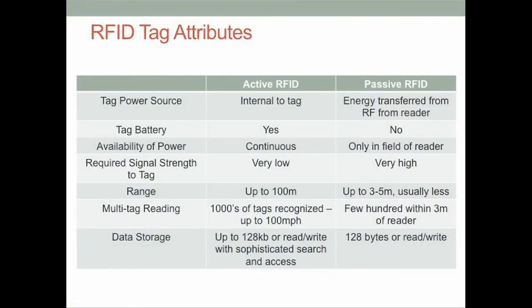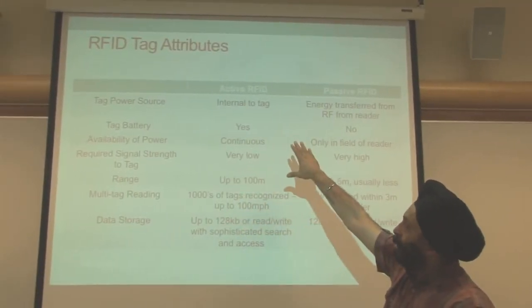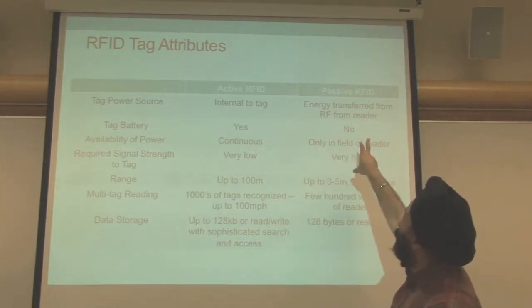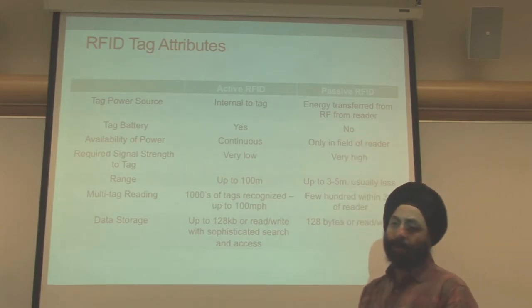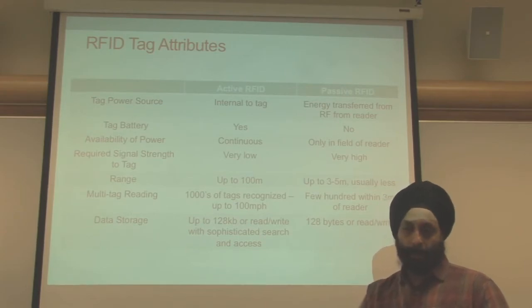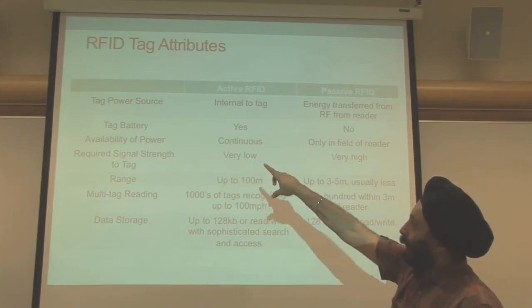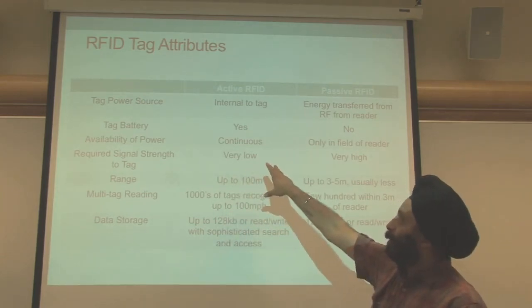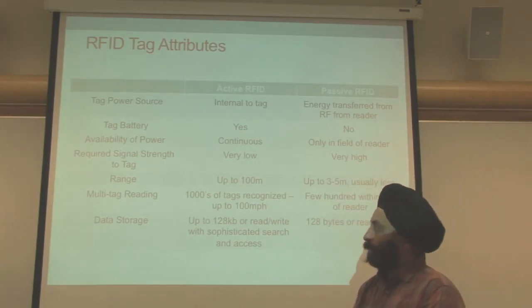So various RFID tag attributes. You can see active versus passive RFIDs that I have indicated. In this case, the tag power source is internal to the tag. The active RFID is emitting the signal, whereas passive RFID is energy transferred from radio frequency from the reader, so once the reader is pointed towards the passive RFID, that's where the data will be collected. We have the tag batteries there in active, there's no tag battery over here. Availability of power is continuous in active, whereas it is only in the field of the reader. That's where the radio frequency will transfer that power.